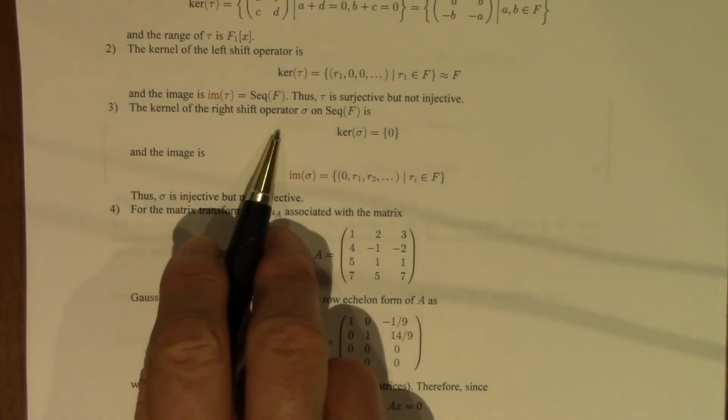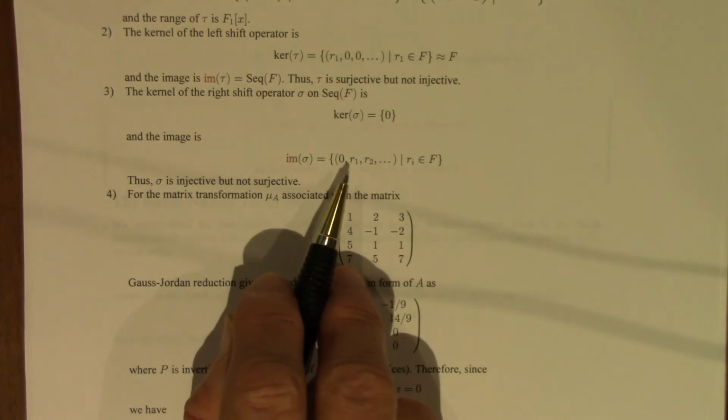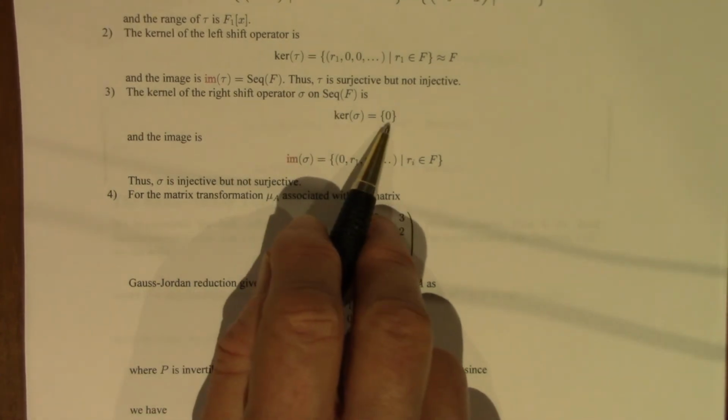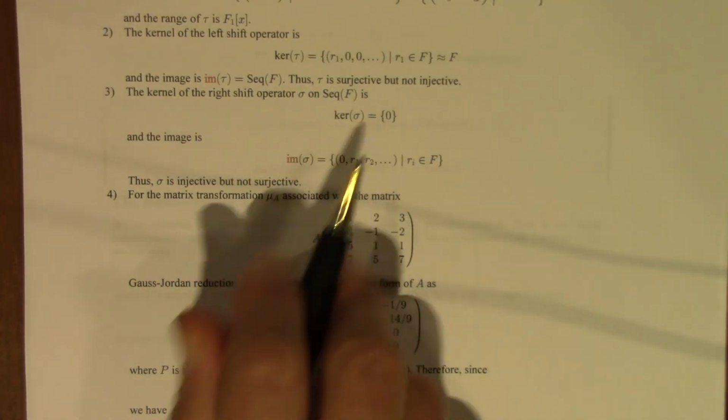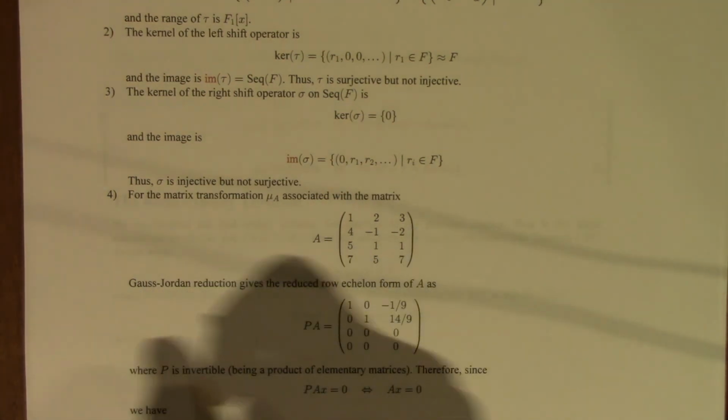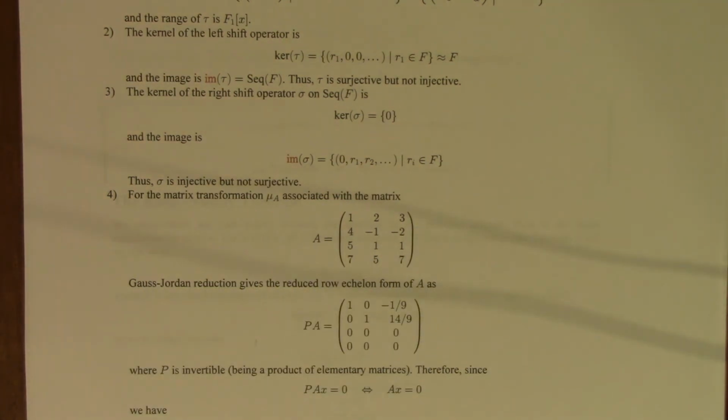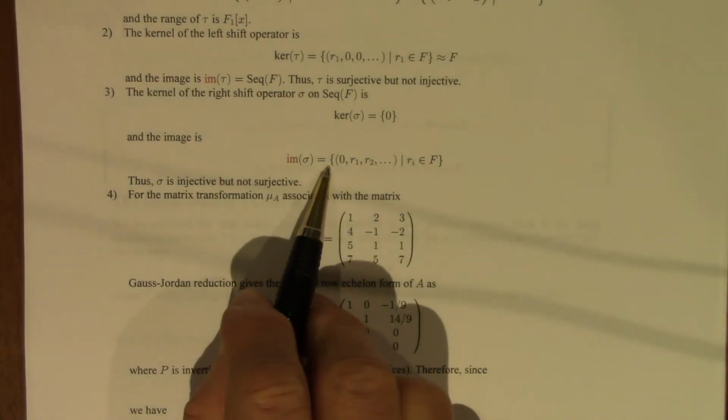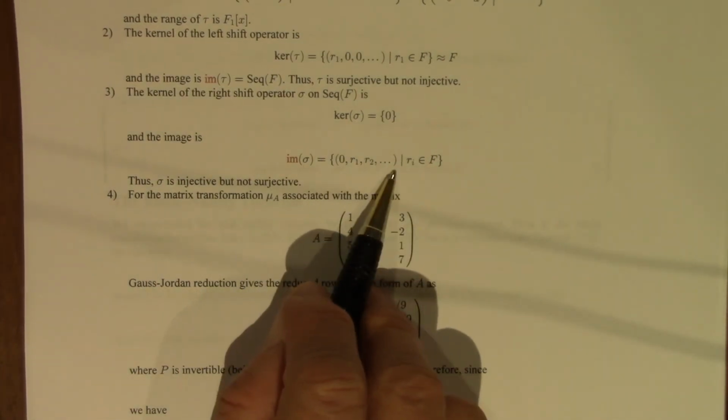Kernel of the right shift operator looks like this. It's trivial. Now you're shifting to the right. You expect all zeros. You had better have started with all zeros. And this is what the image looks like.